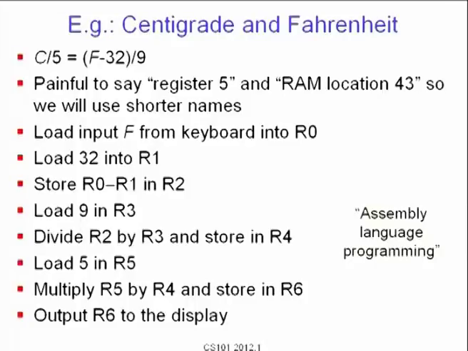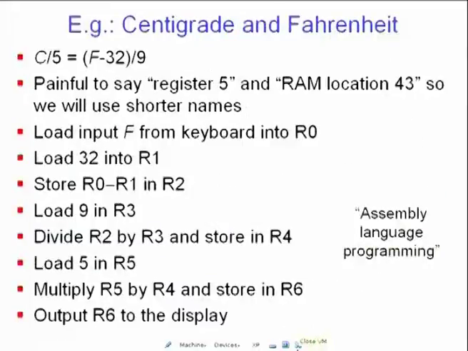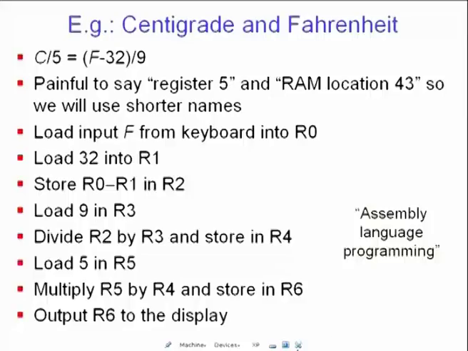Now, let's say here is a sample recipe that has to go into the CPU to get the work done. So here is a program or a recipe. Suppose I want to convert a temperature given in Fahrenheit to a temperature given in centigrade. So you all know the conversion formula, which is given in the first line. Now, because it's painful to keep on saying register 5 or RAM location 43, I'll just give them symbolic names like R0 for register 0 and symbolic names for memory locations.